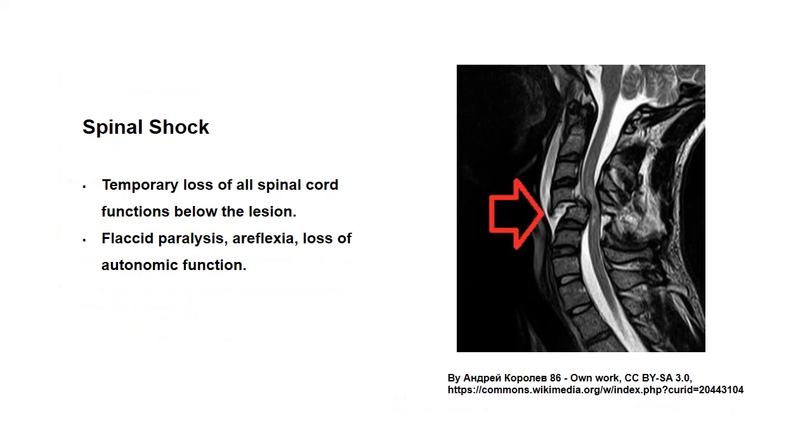The last one is spinal shock, occurs after acute spinal cord injury. Temporary loss of all spinal cord functions below the lesion. Flaccid paralysis, areflexia, and loss of autonomic function. It may last days to weeks, eventually replaced by spasticity and hyperreflexia.